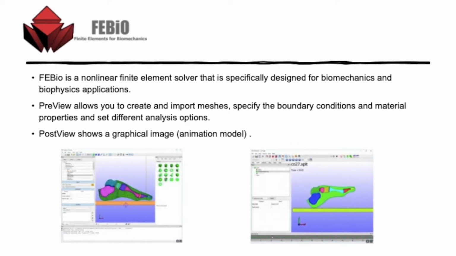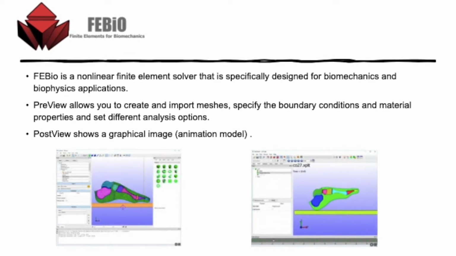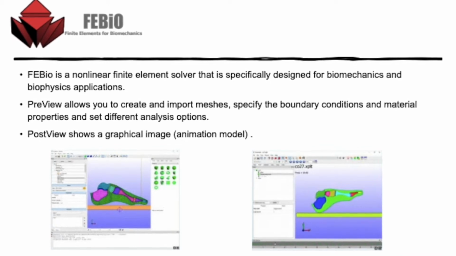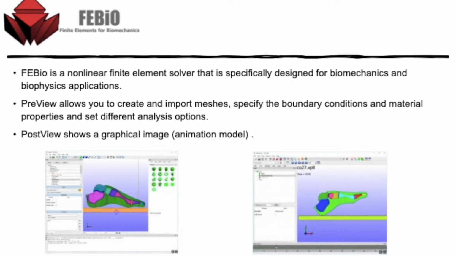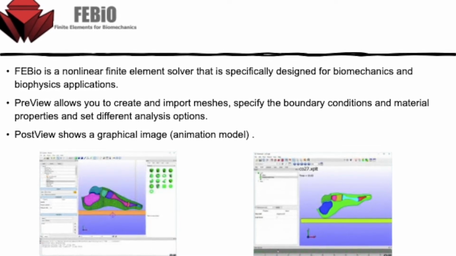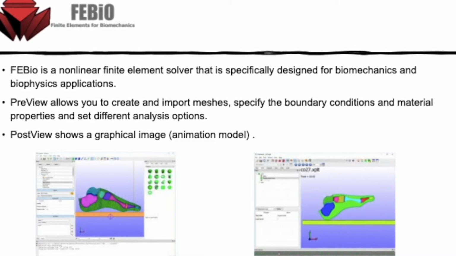After working in Artisynth, I started modeling elements in FEBio. FEBio is a nonlinear finite element solver that is designed for biomechanics and biophysics applications. Within FEBio, I've created and imported meshes, set boundary conditions, material properties, and different contact surfaces and forces. After creating a model, FEBio allows you to run the model and calculate several different reaction forces.